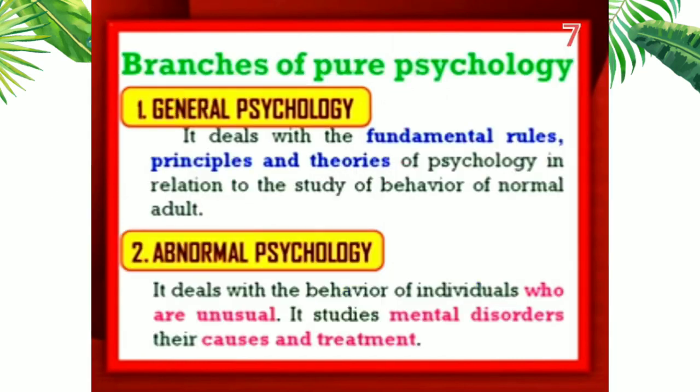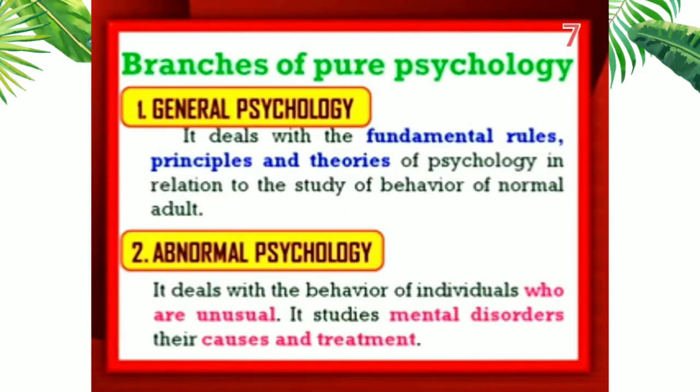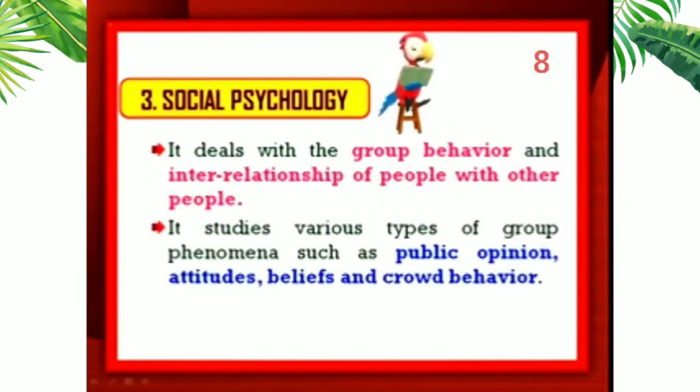General psychology deals with the fundamental rules, principles, and some theories. Abnormal psychology deals with unusual or abnormal mental disorders. Then social psychology is group behavior and the interrelationship of people with other people. Public opinion, attitudes, and beliefs in crowd behavior come under social psychology.